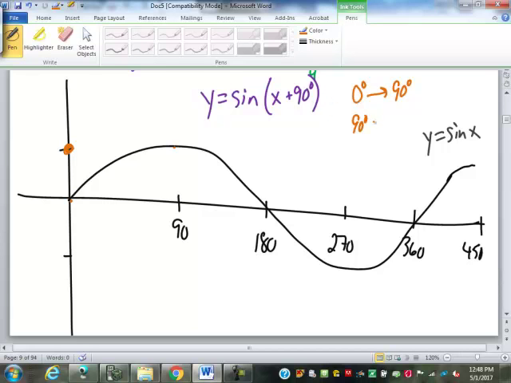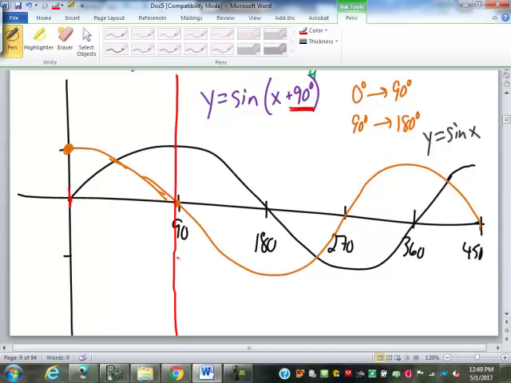90 degrees, well, what's 90 plus 90? 180. So 90 degrees behaves like 180 degrees does. Everything shifts over 90 degrees. Like that. This is referred to as a positive 90 degree phase shift. The easiest way for me to think about it is that's where it starts. Instead of starting at 0, it starts at 90 degrees.